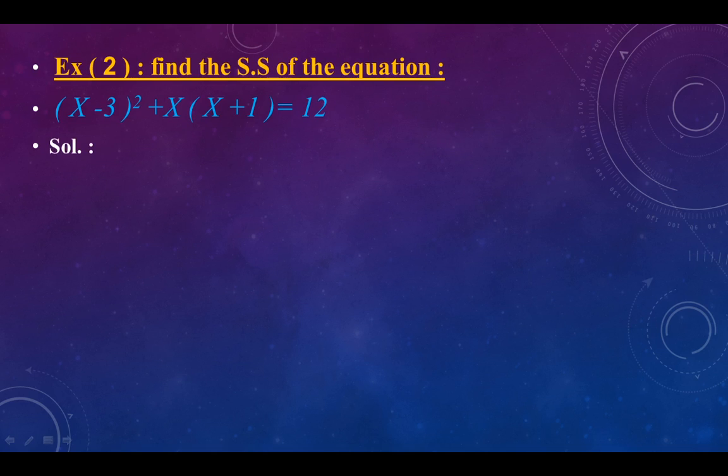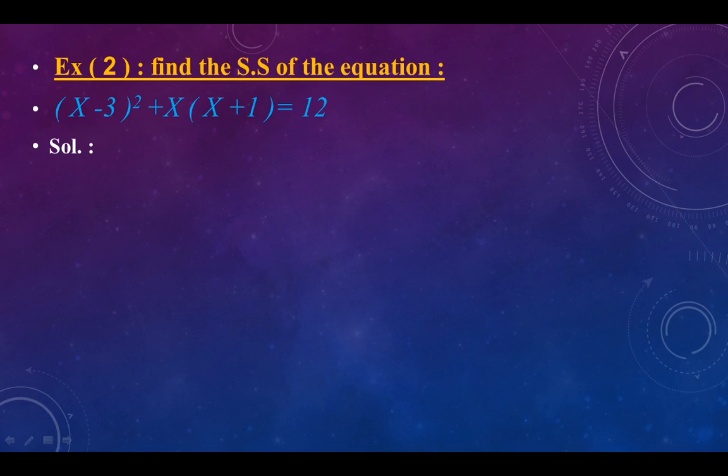Step number 1, you have to expand (x minus 3) all power of 2. Okay, let's revise together. How can we expand the bracket (x minus 3) all power of 2? x times x equals x power of 2. Negative 3 times negative 3 equals 9. And first times second times 2: x times negative 3 equals negative 3x, times 2 equals negative 6x.